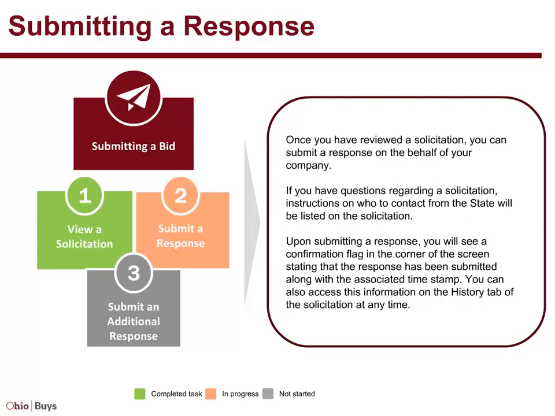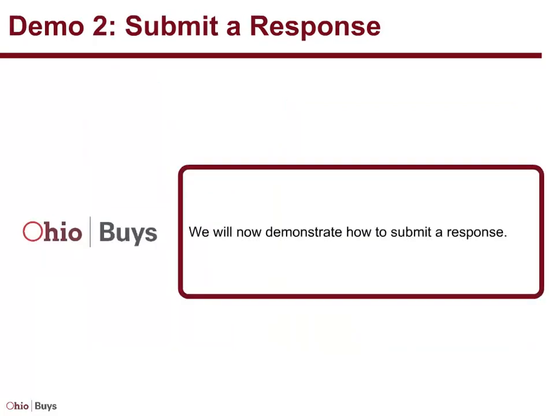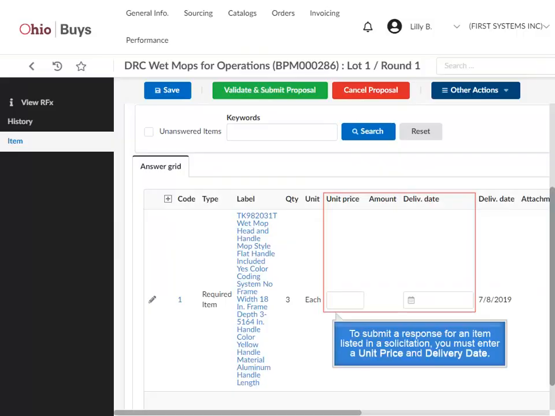Upon submitting a response, you will see a confirmation flag in the corner of the screen stating that the response has been submitted along with the associated timestamp. You can also access this information on the History tab of the solicitation at any time. We will now demonstrate how to submit a response. To submit a response for an item listed in a solicitation, you must enter a unit price and delivery date.